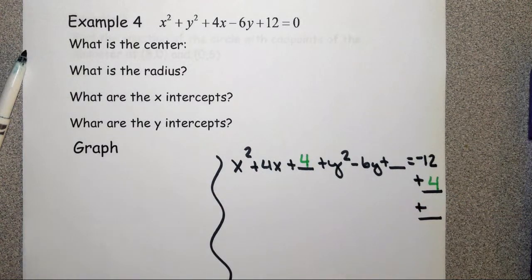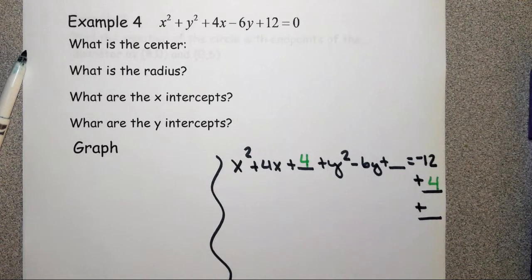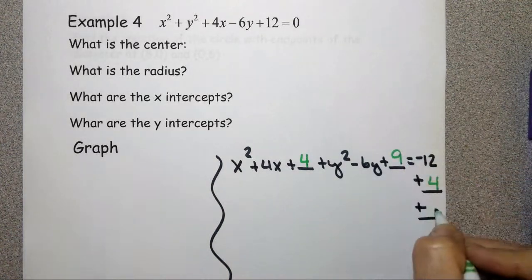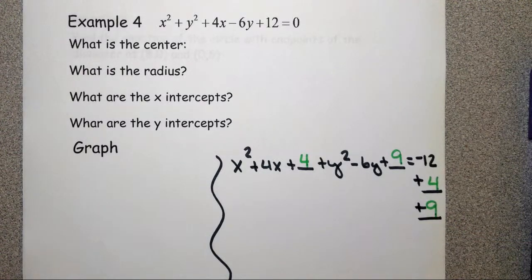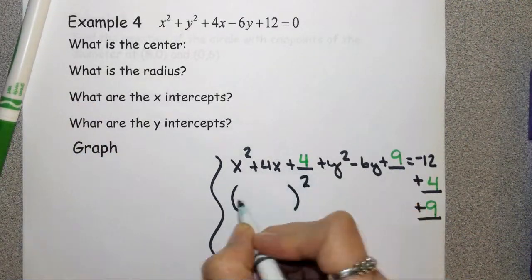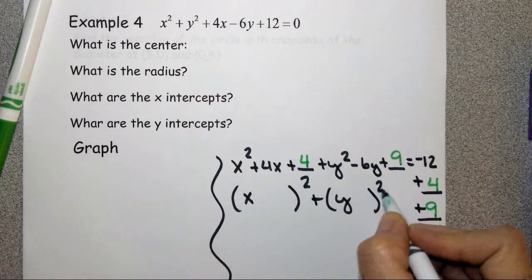Remember yesterday we pulled something out and we had to multiply. What's half of negative 6? Negative 3. And what's negative 3 squared? 9. And I really did add 9. Okay, so over here, the x's and the y's are now going to be perfect squares.